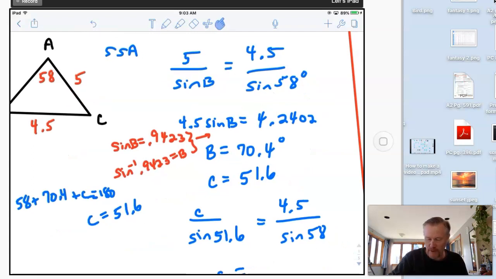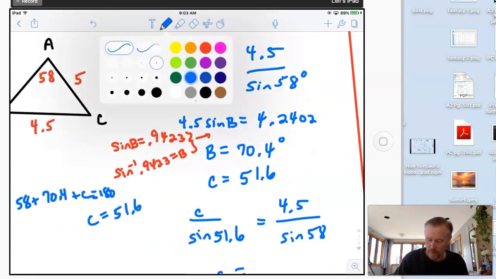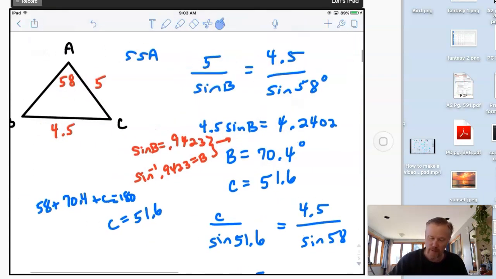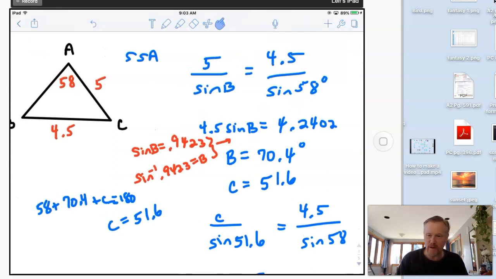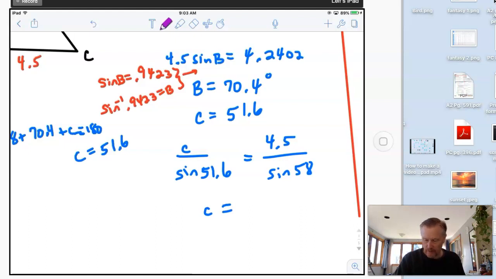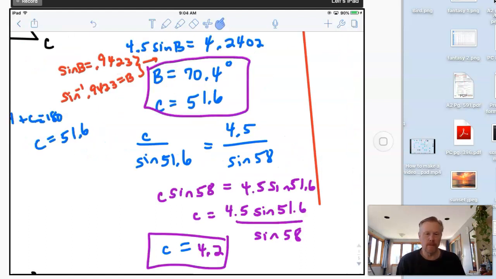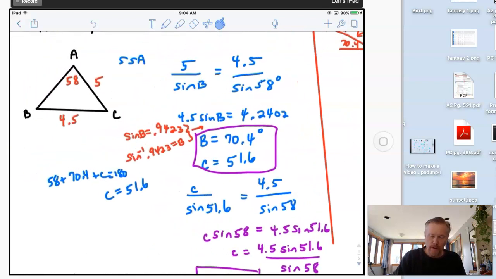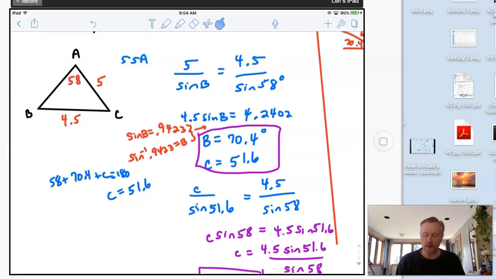And then I can do law of sines with this again, with the 51.6, because I'm missing side C. Remember, when they say solve the triangle, that means you're finding all the values of the triangle. So if I do that out, I cross multiply and solve and get C equals 4.2. All right, so there's one of the answers, right?